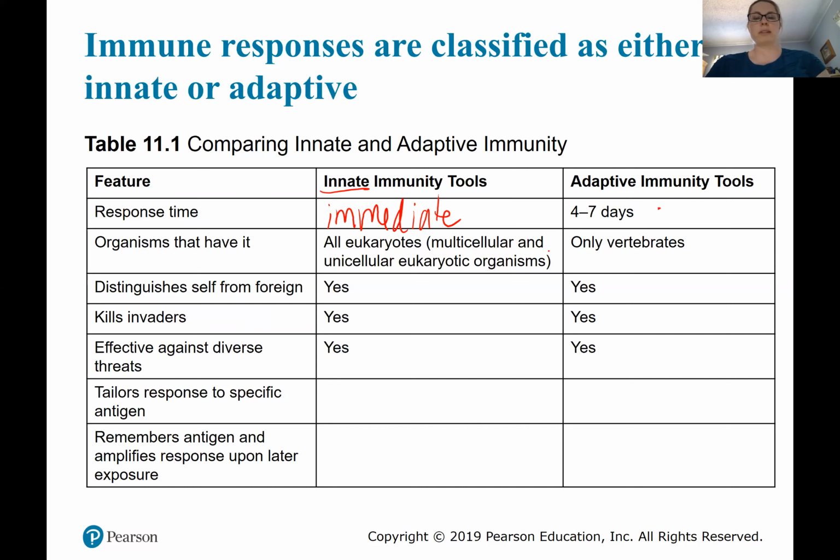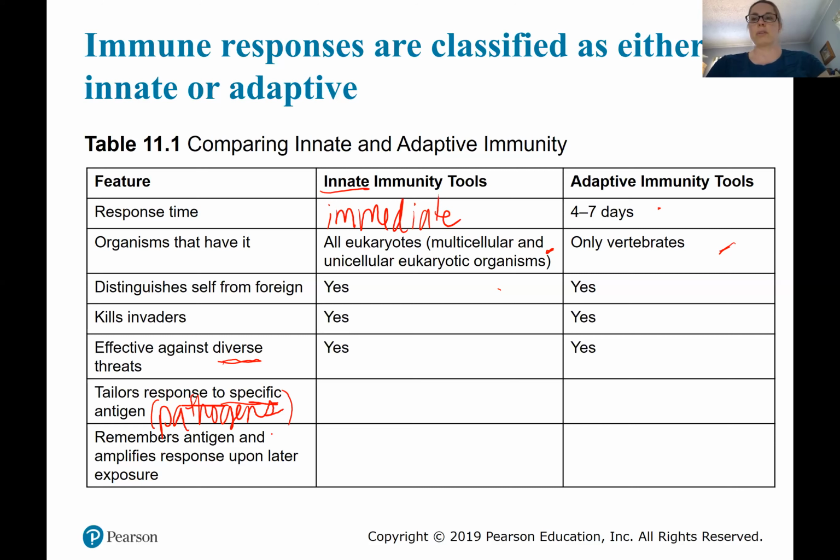All eukaryotes have innate immunity. Only vertebrate animals have adaptive. Both are going to distinguish self versus foreign invaders. Both are going to have certain aspects that kill foreign invaders. Both are effective against a diverse number and type of threats. Tailors its response to specific antigens or specific pathogens.